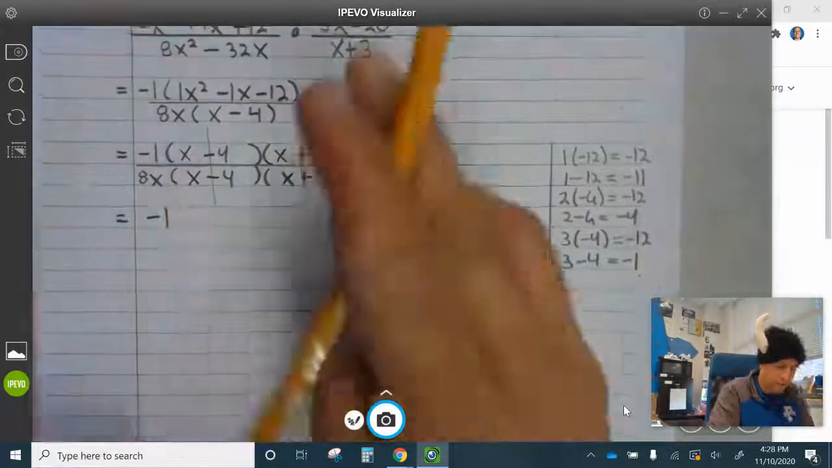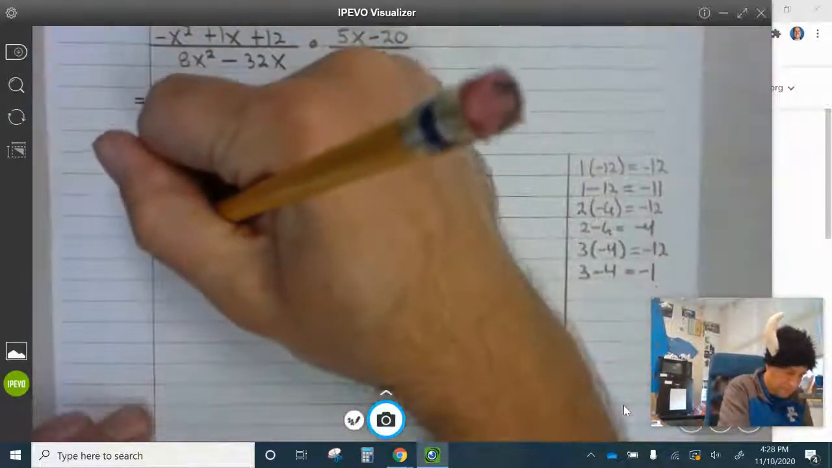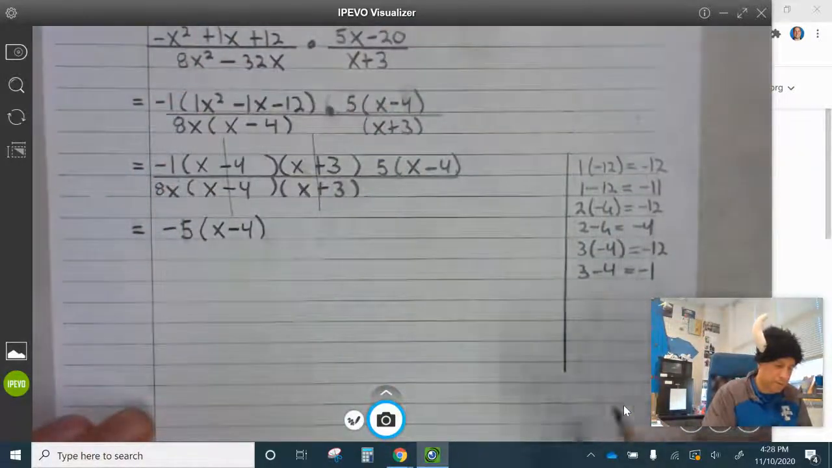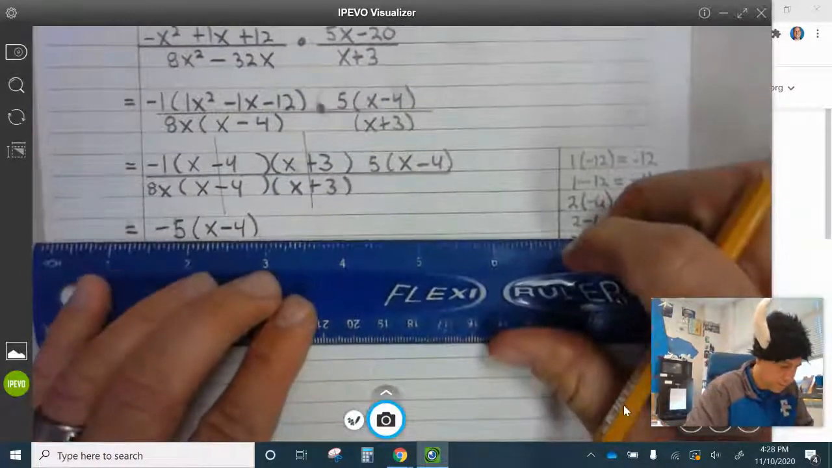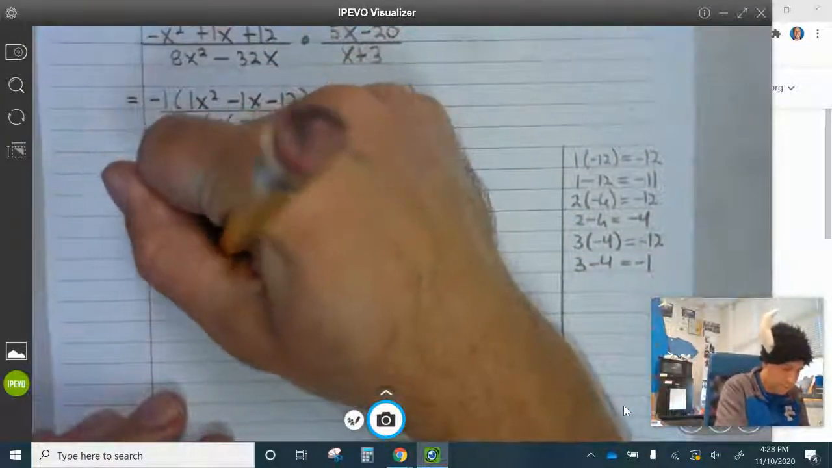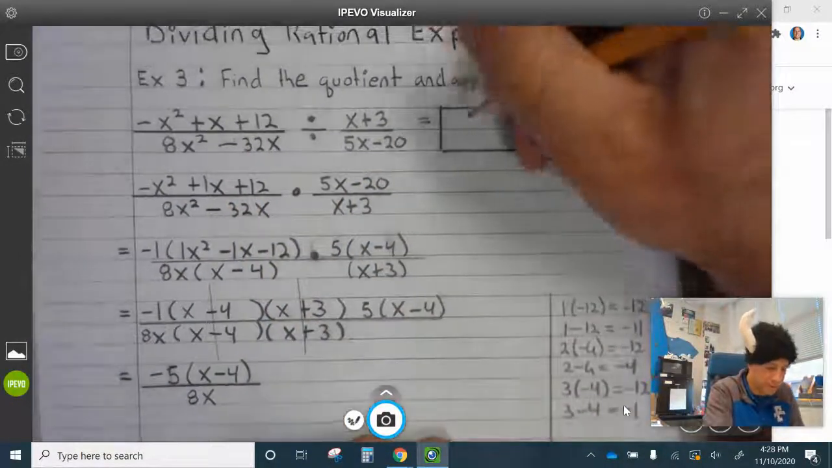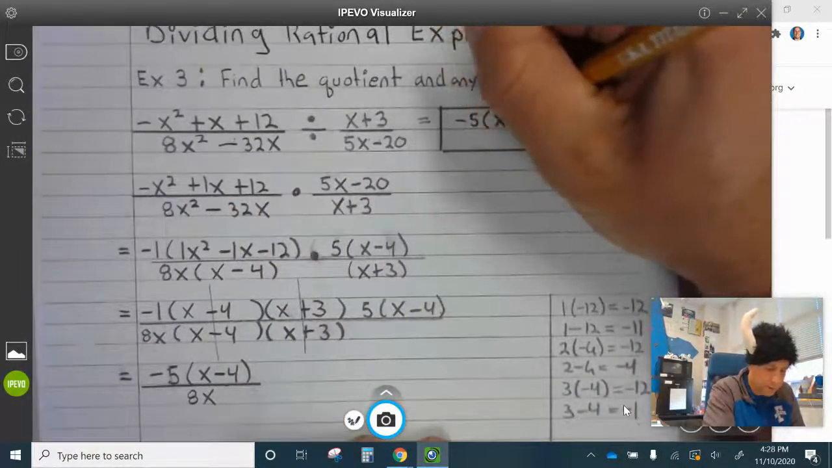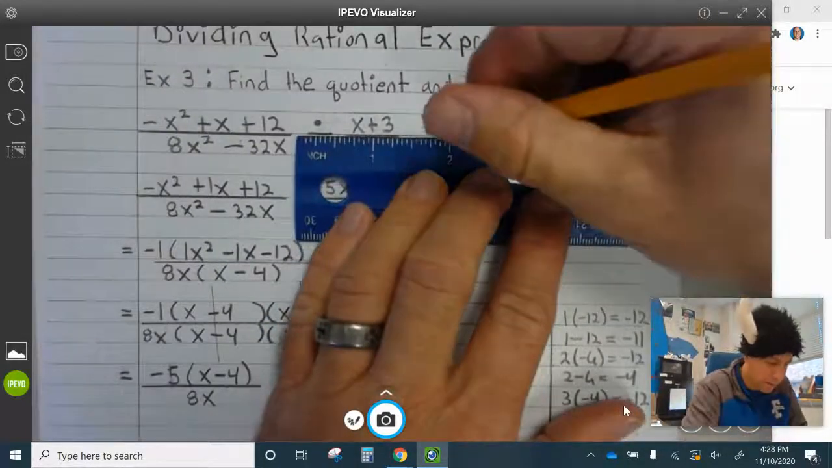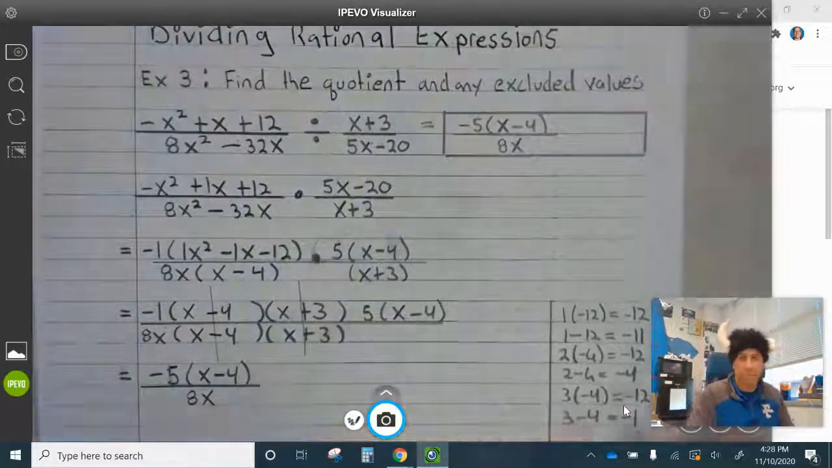And actually, negative 1 times 5 is just negative 5, times x minus 4 divided by 8x. And that will not reduce anymore. So this divided by this is negative 5 times x minus 4 divided by 8x. Okay.